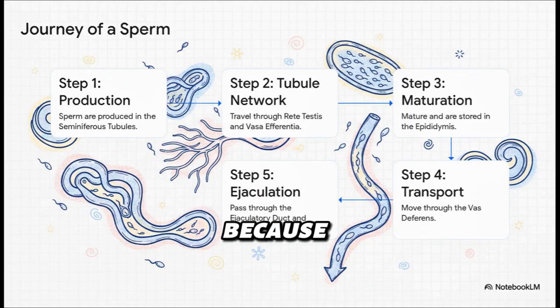Now listen up, because this is a classic exam question. The exact path a sperm takes. You've got to know this sequence. It all starts in the seminiferous tubules where they're made. From there, they travel into the rete testis, then the vasa efferentia, and then into the epididymis, where they mature. Finally, it's a long journey up the vas deferens into the ejaculatory duct and out through the urethra. It's a specific path, so make sure you've got it memorized.